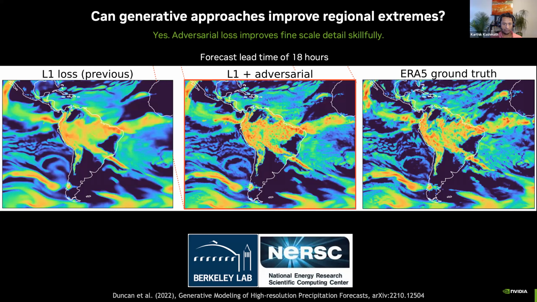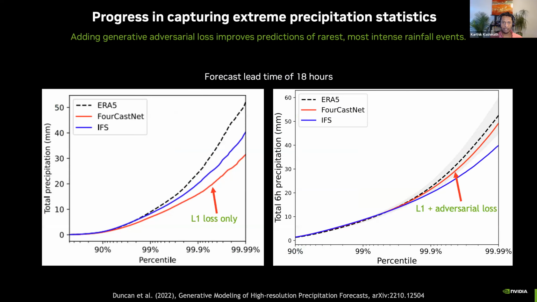And this is some early work from Lawrence Berkeley Lab. Our collaborators at NERSC have developed a combination of ForecastNet with an adversarial loss, so something like a generative adversarial network that can help sharpen the fine scale features. So on the left is the original ForecastNet with just the regular L1 loss. In the middle is a combination of the adversarial plus the L1 loss, and on the right is the ground truth. As you can see, the middle image is much closer to the right in terms of the fine scale detail.